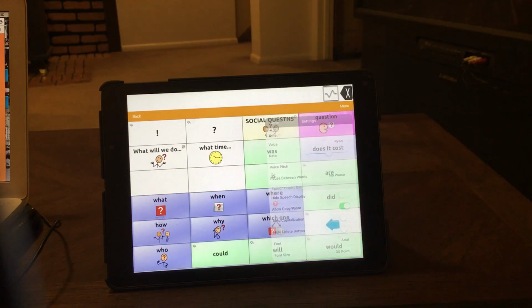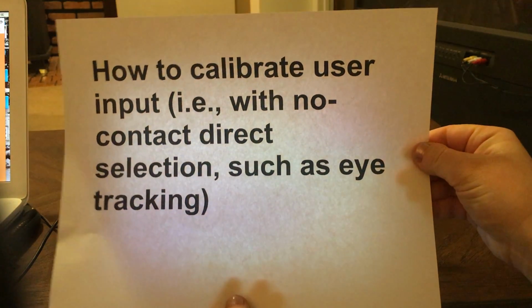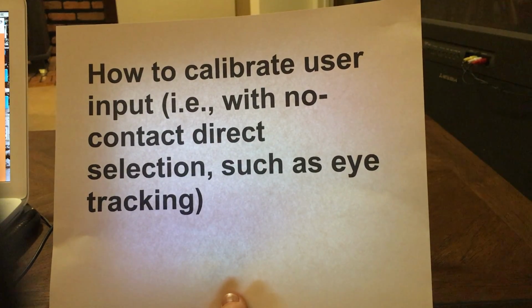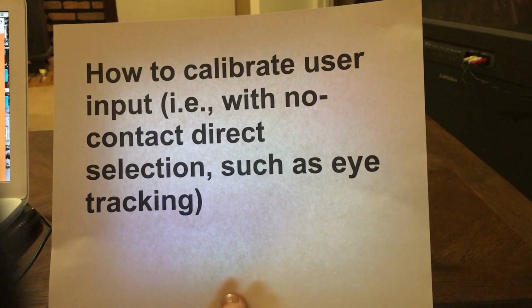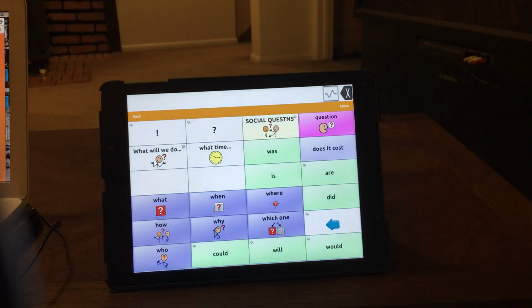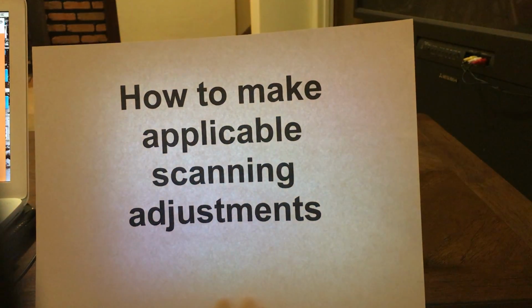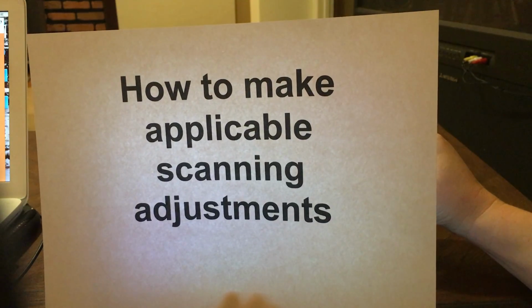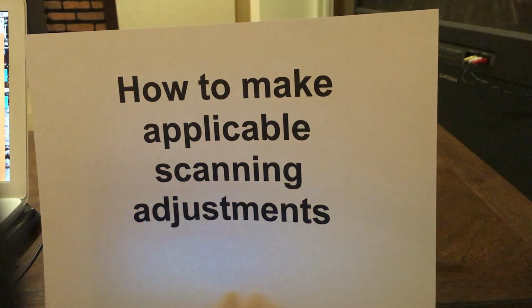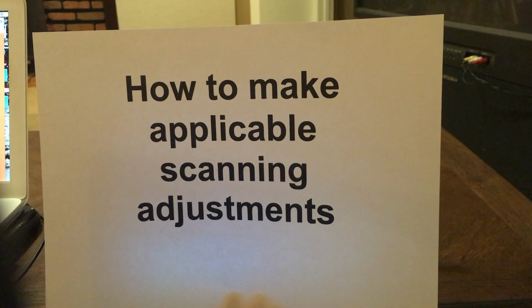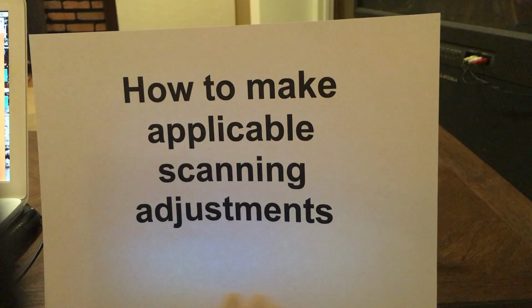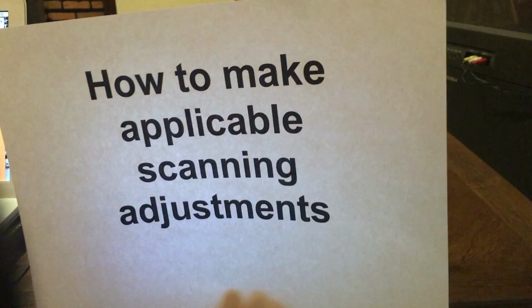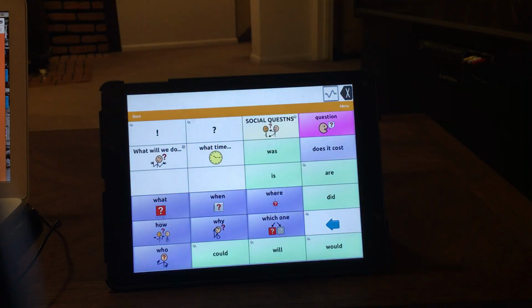Now, how to calibrate user input, such as with no-contact direct selection, such as eye gaze. If eye gaze is desired, a separate eye gaze tracking device for the iPad would be required. Now, we had just previously gone through how to make applicable scanning adjustments, which include scanning style, auto scanning, manual scanning, and single step scanning, which are adjusted under the heading of Timing in the Switch Control menu. Because we just went through that, we will continue on. Please refer to the earlier section of the video if you need help with scanning.